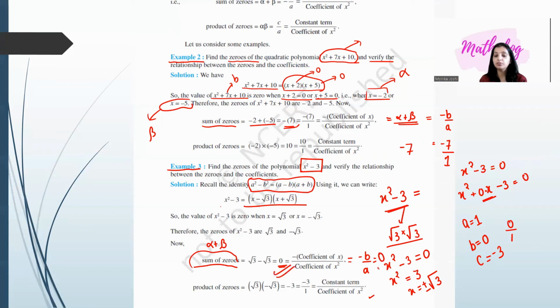So you can see here both values are the same. Doing the same for the product of zeros, the values will be the same. So our verification is done.